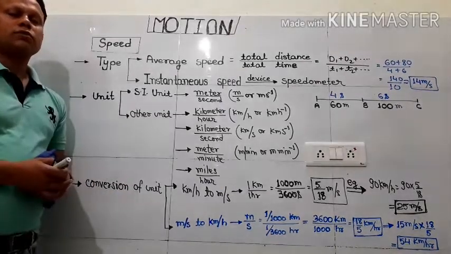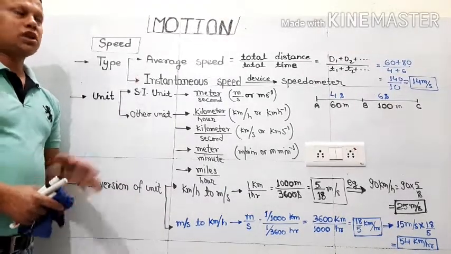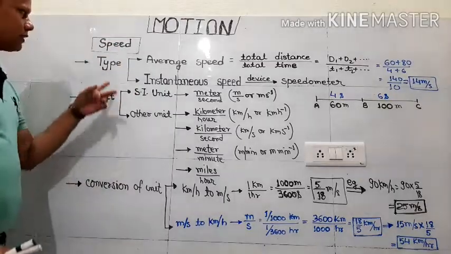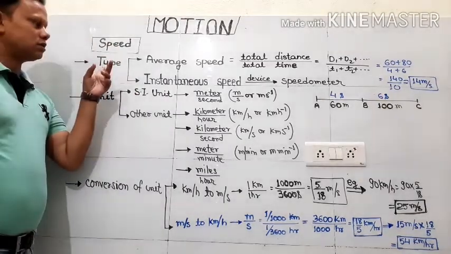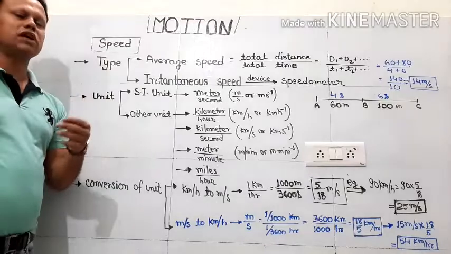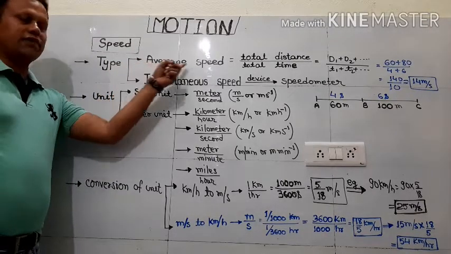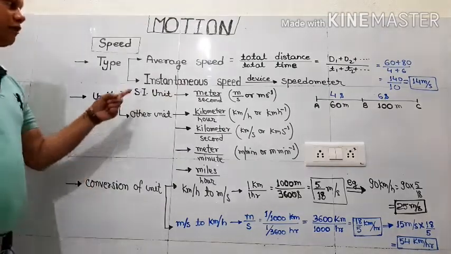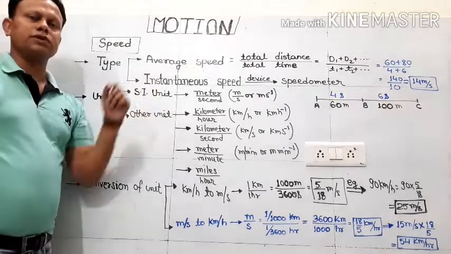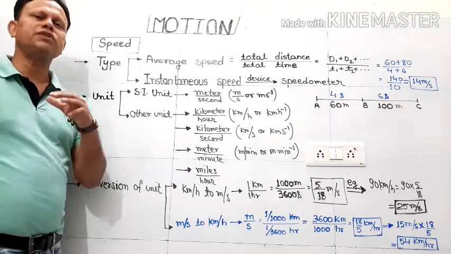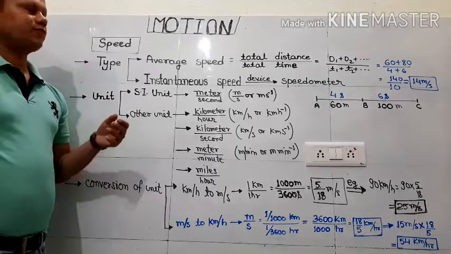Going to understand some more terminologies related to speed. First of all, we are going to understand the types of speed which we use in our daily life. One, we do talk about average speed, and one we talk about instantaneous speed. So two types of speed we deal in our life.